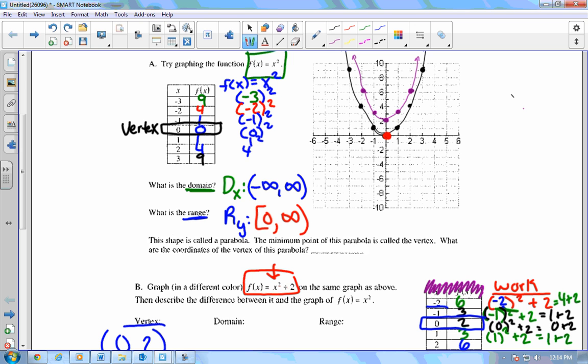What has happened? We added that plus 2 on the end. What happened to the graph? There's a hand. Who notices what happens? We had plus 2 on the end. What's different between the black one and the purple one? Yeah?